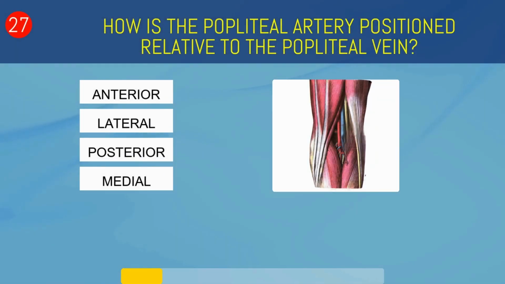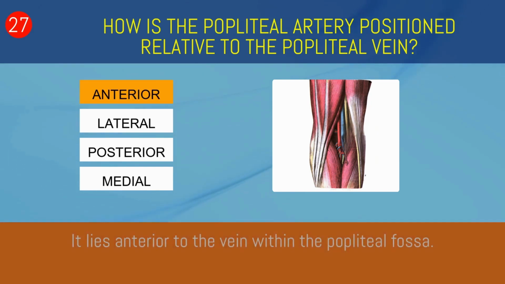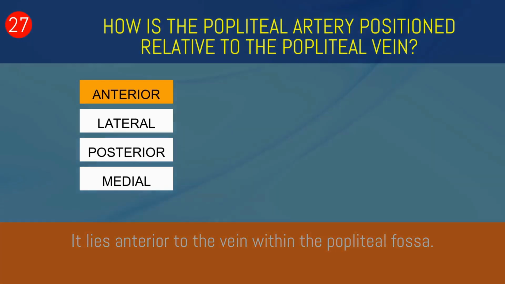How is the popliteal artery positioned relative to the popliteal vein? Anterior, lateral, posterior, or medial? Anterior. It lies anterior to the vein within the popliteal fossa.